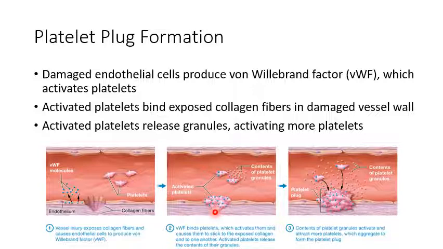And the other thing they're going to do once they become activated is release their granules. Those granules end up in the blood, and they can activate more platelets. So as more platelets float by, they're going to be activated by those granules and/or by von Willebrand factor, and they're going to come and join the growing platelet plug until you just have a large mass of platelets there that's completely covering the damaged area of the blood vessel.